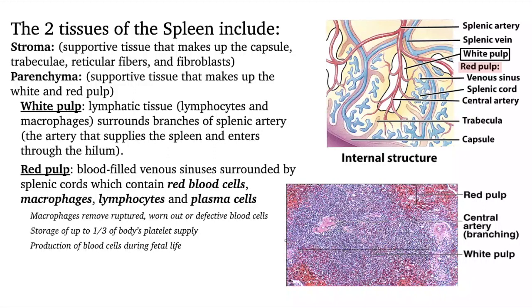The red pulp, however, is going to be filled with venous sinuses. And these actually will contain red blood cells, macrophages, lymphocytes, and plasma cells. And the macrophages remove ruptured and worn out blood cells. In the red pulp, you're going to have macrophages removing damaged or ruptured red blood cells. You're going to have a storage of platelets, as well as a production of, again, red blood cells during the fetal life of the baby.